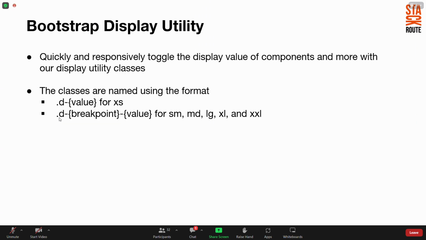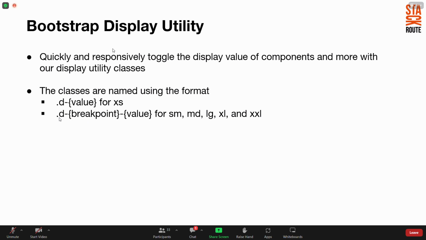Then there is another Bootstrap display utility. In CSS, there is a property called display, and that display property can have values like inline, block, none, inline-block, or flex. Like that, Bootstrap gives you its own display classes, which are called .d. D is the name, then hyphen value, and then the size. I will show one example and then it will be clear.